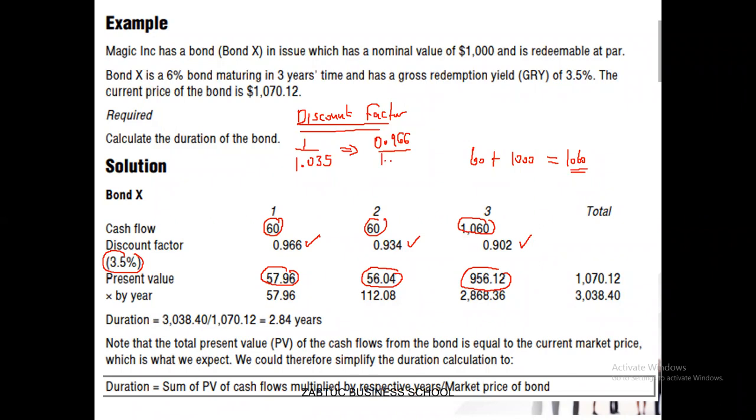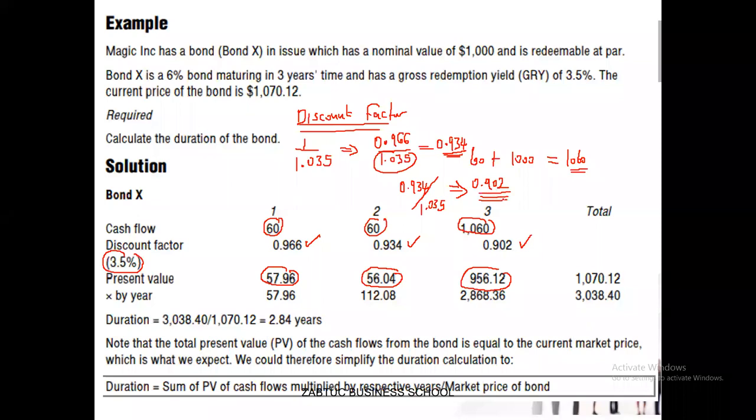Then you take this figure again, divide by 1.035. So you see what you do. Just take that, divide by that again. Let's check. Are you getting the next one? Yes, I'm getting 0.934. So again, take 0.934, you divide again by 1.035. What do you get? Yes. I hope all of us are happy with that computation.